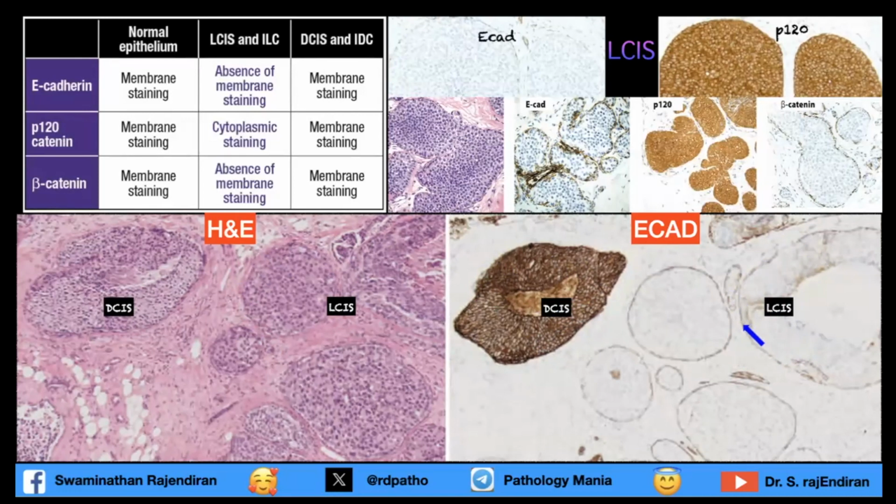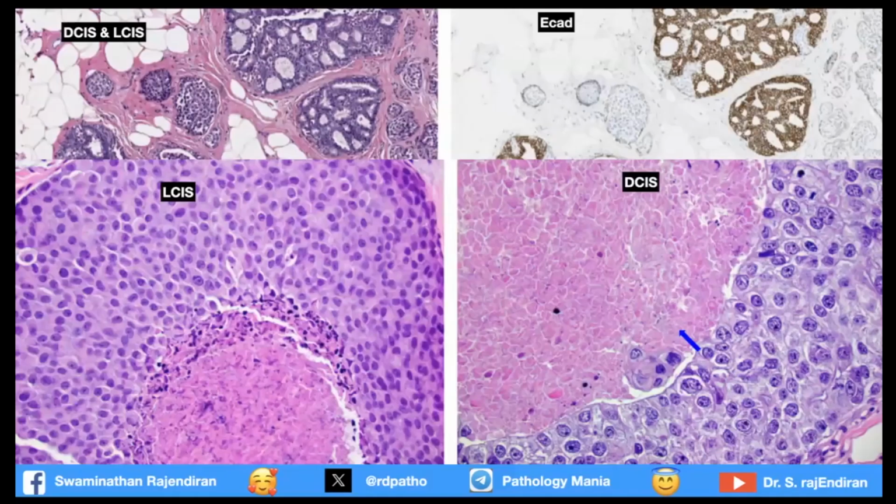E-cadherin is preserved in DCIS, whereas lost in LCIS. The myoepithelial cells may take up the E-cadherin, that you should not take it as positive. The proliferating cells are negative. So this is LCIS. Again, this is DCIS and LCIS in the same patient.